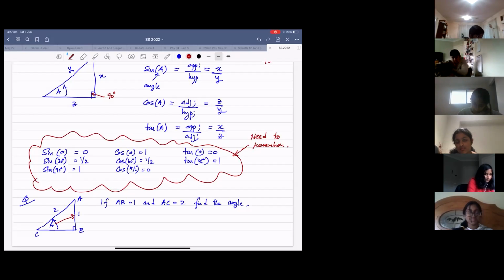If you see this angle A, the opposite is given, so understand that is opposite. And A is given, understand this 2 is hypotenuse. So its opposite and hypotenuse are given. There is an obvious relation. That is sine A. And then sine A is what? 1 divided by 2. Opposite divided by hypotenuse.